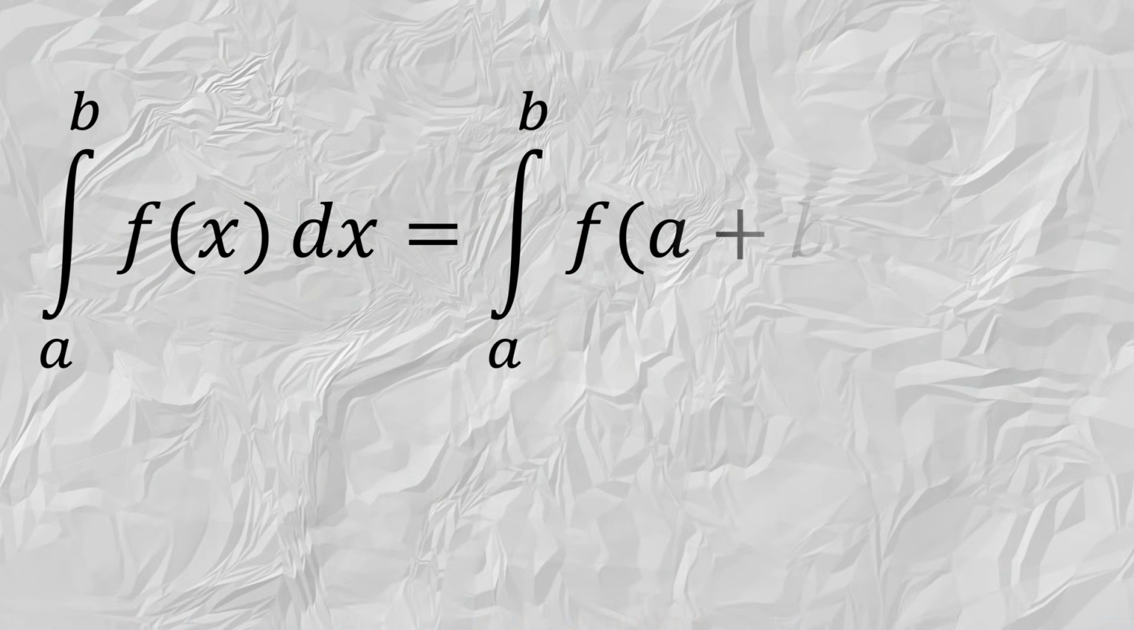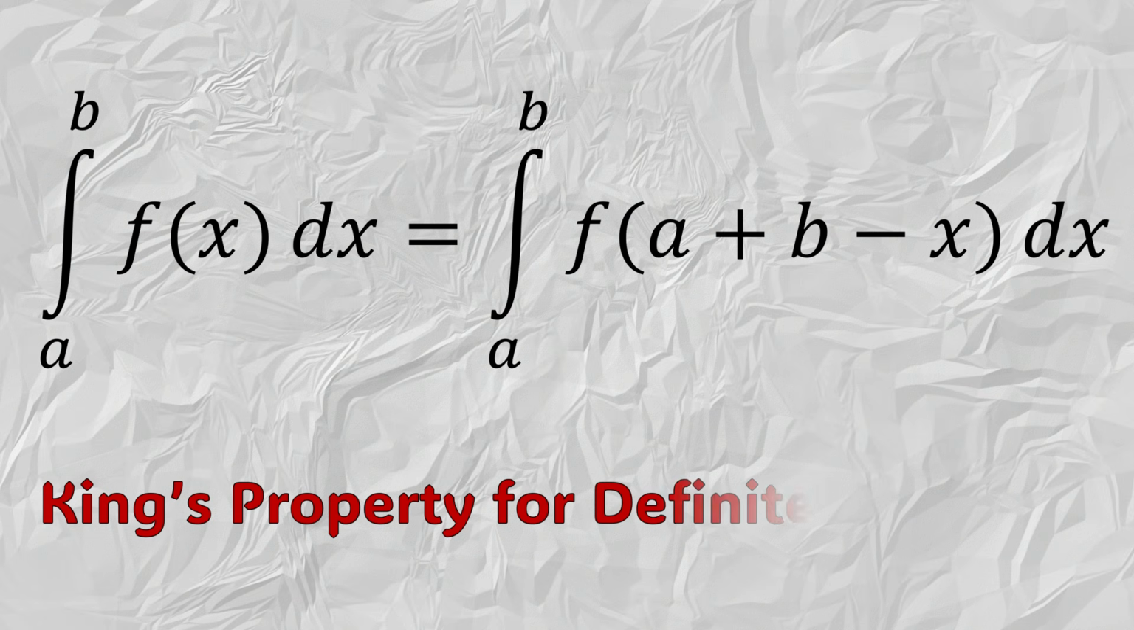Integral from a to b f of x dx is equal to integral from a to b f of a plus b minus x dx. This is called King's property for definite integrals. In this video, we shall give an algebraic proof of this property.